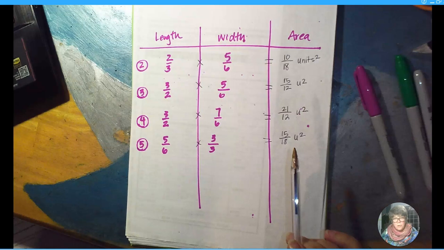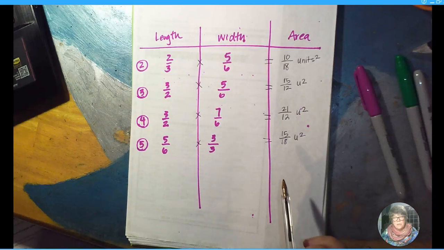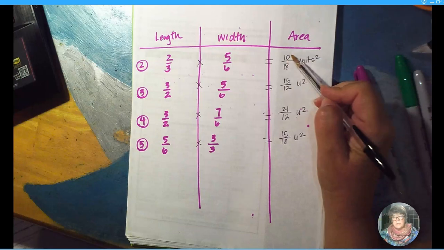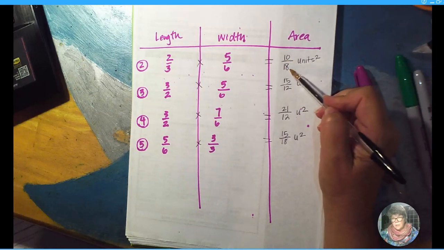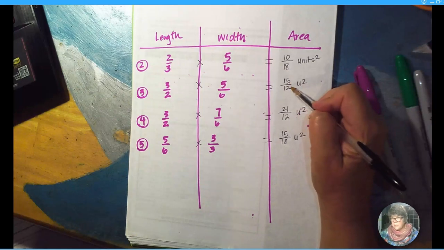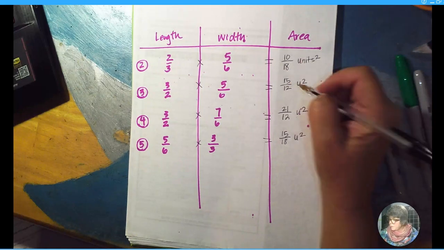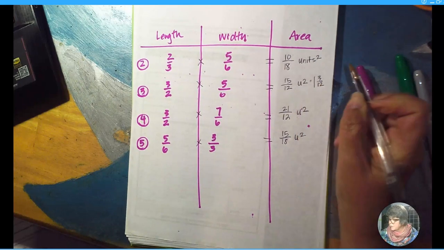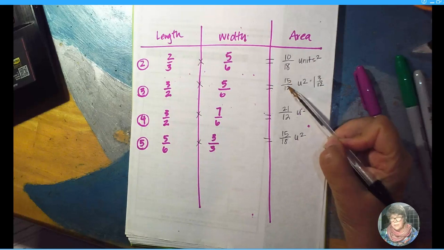21/12. I don't know about in your class. In my class, we have to solve this because it's more than one, right? So our numerator is supposed to be smaller than our denominator. Otherwise, it's an improper fraction. It's so improper. So this would be 1 3/12, right? We can see right here, 12/12 would leave 3 left over.